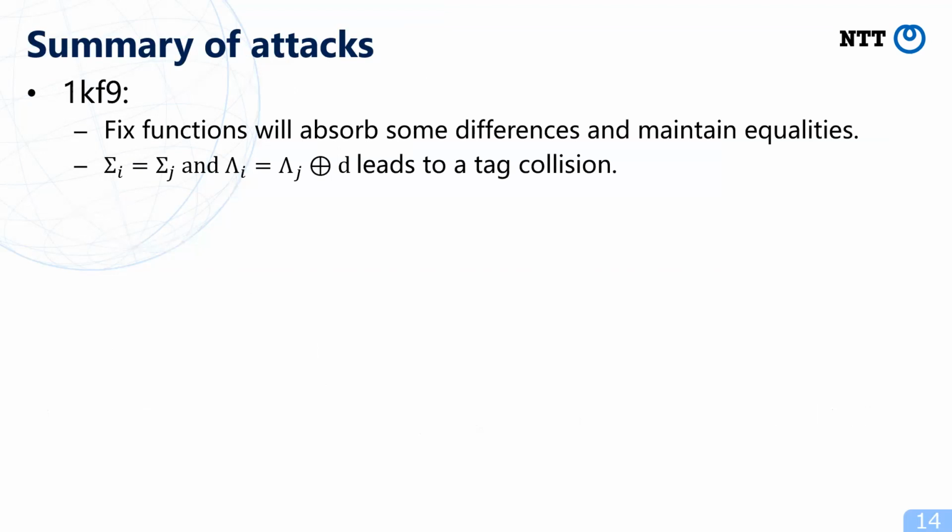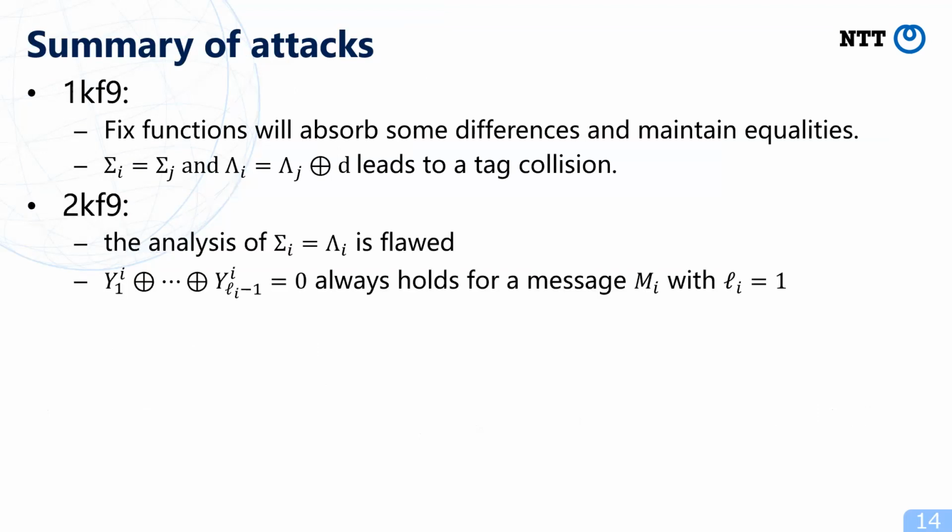So that's what we learned from previous attempts. For 1KF9, you have a fix function to create domain separation, but it leads to many bad events that you have to consider, that seem hard to avoid at birthday bound. For 2KF9, you have to be careful in the analysis of the event sigma y equals lambda y, so the upper and lower parts being equal. In the analysis, the event was written like this with the 3 dots. But if lambda y is equal to 1, then there's nothing in the sum, so 0 equals 0 actually always holds. So you have to be careful in the proof.